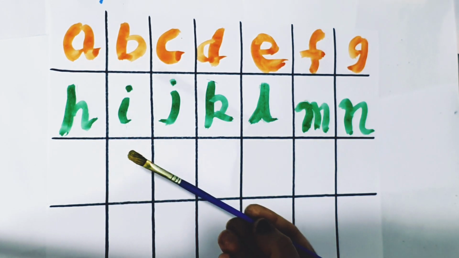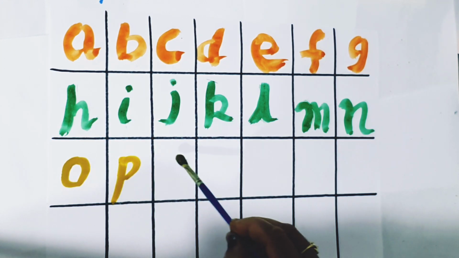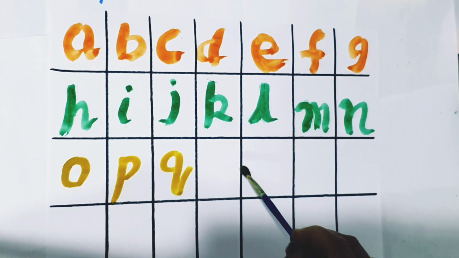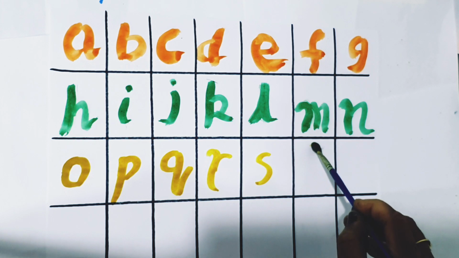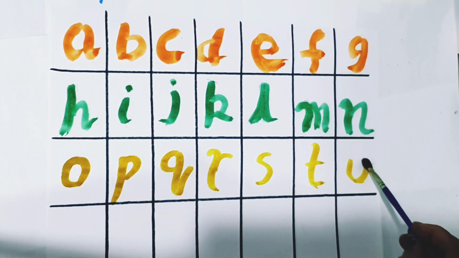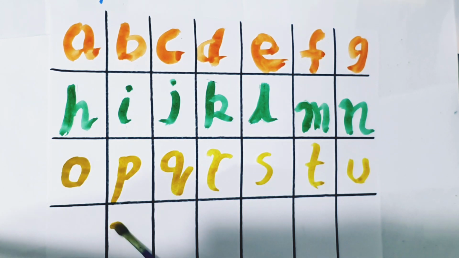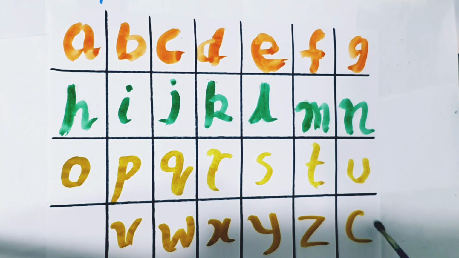Yellow color: O for owl, P for piano, Q for queen, R for ring, S for star, T for tomato, U for umbrella, V for village, W for water, X for xylophone, Y for yak, Z for zebra.